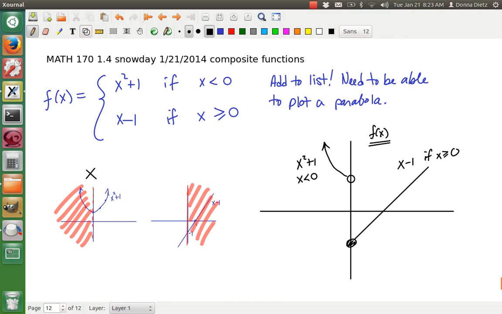Alright, and it's not continuous, right? It's got this jump discontinuity. If I had put a plus here, I would have fixed the discontinuity, but that's not what it says. It says minus. So it has a jump discontinuity. We're going to talk more about discontinuities.